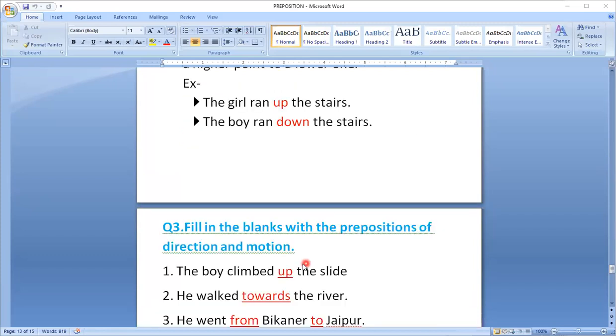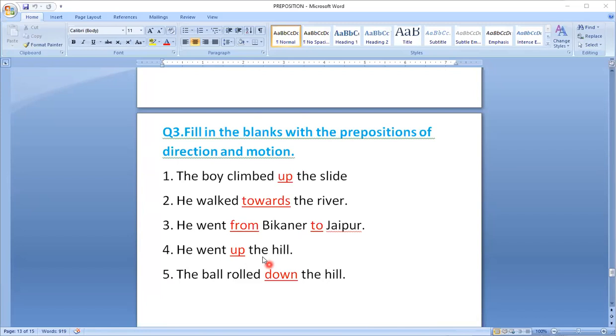So this is the exercise related to the prepositions of direction and motion. So now let's start. The boy climbed dash the slide. हम किसकी बात कर रहे हैं? Climbed up, मतलब चढ़ रहे हो. जो slide आपने देखा है, झूले होते हैं, उसमें आप ऊपर चढ़ते हैं. So yes, we use up, an upward position. In the second sentence, we walk dash the river. हम river की बात कर रहे हैं, so we walk towards the river.